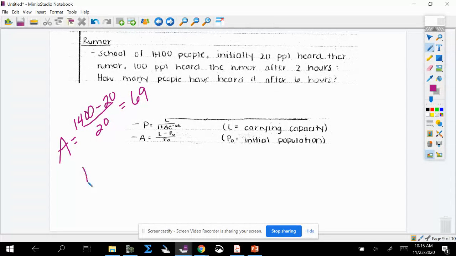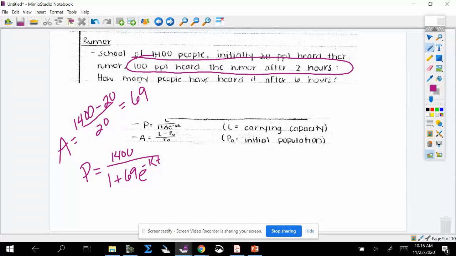So my equation is P equals L, where L is my carrying capacity of 1,400, divided by 1 plus my A value, 69, e to the negative K times T. Now we're going to put in our initial information, the pair of information that they give you, just like we do with regular exponential growth.